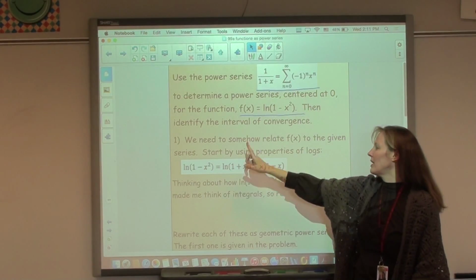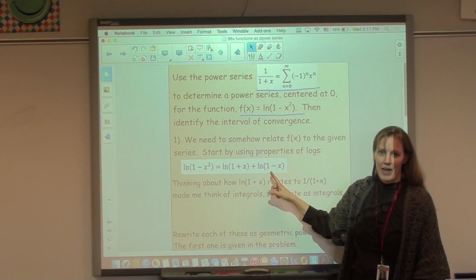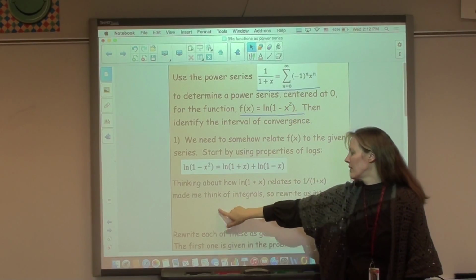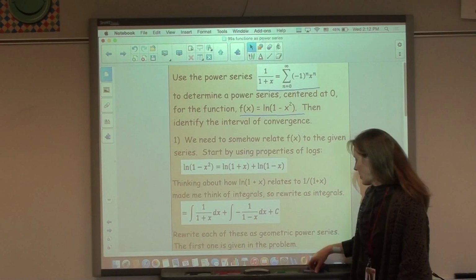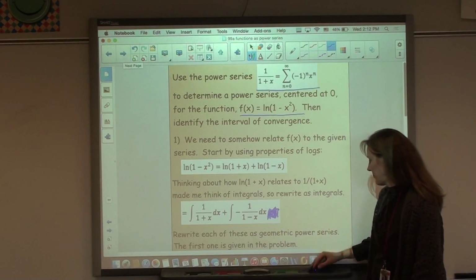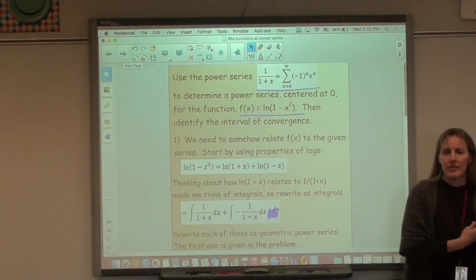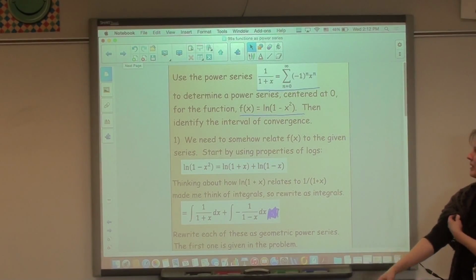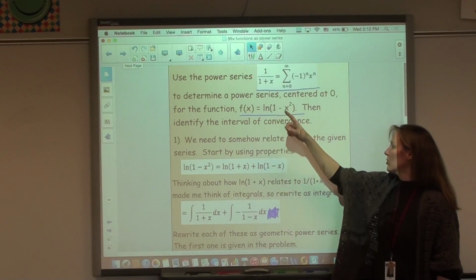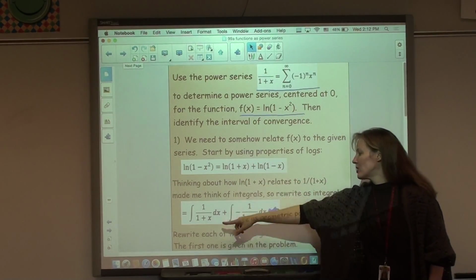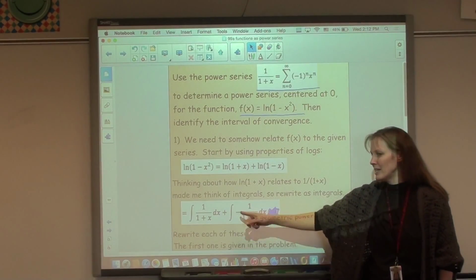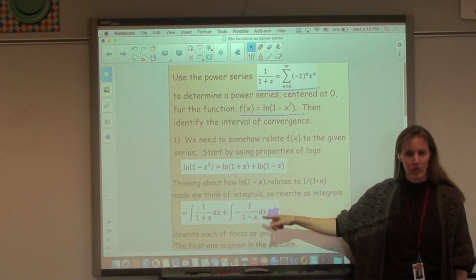So rather than writing a derivative of this plus a derivative of that, I'm going to write an integral of 1 plus x plus an integral of 1 minus x. Please forgive me for writing a plus c because we hadn't integrated yet. There shouldn't be a c there. Now, I don't actually have plus an integral of 1 minus x. I have minus an integral of 1 over 1 minus x.